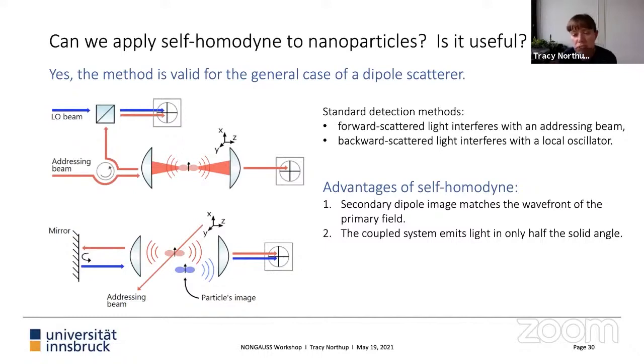You have a coupled system which emits light in only half the solid angle. So it's clear that you can just collect it with one set of detectors, and you have the freedom to choose the angle between the mirror axis and the addressing beam. So that gives you more flexibility in your experimental system.